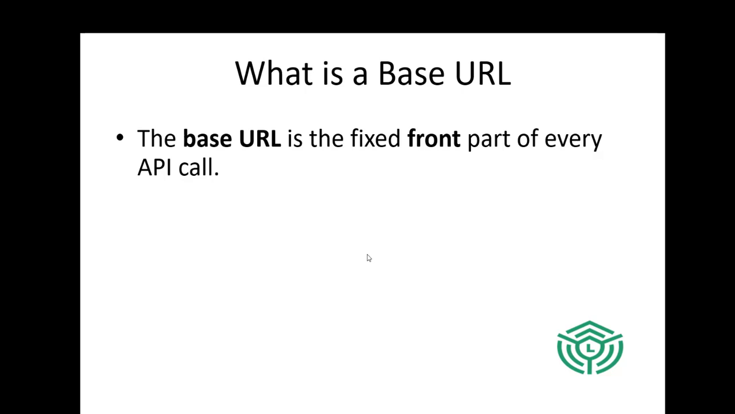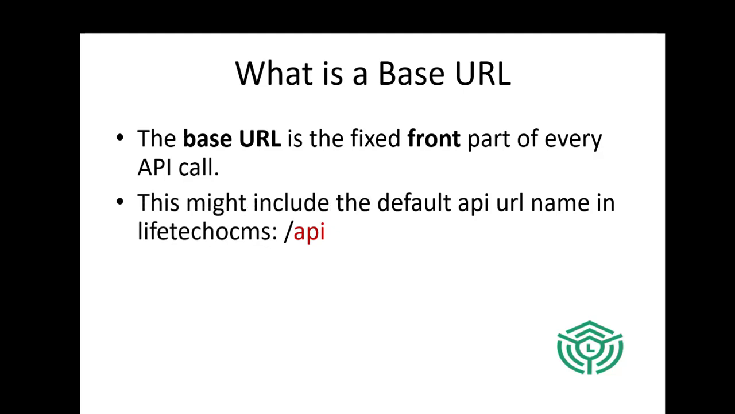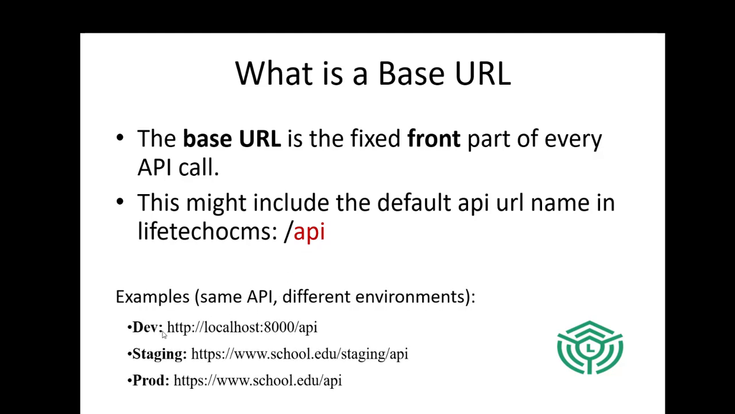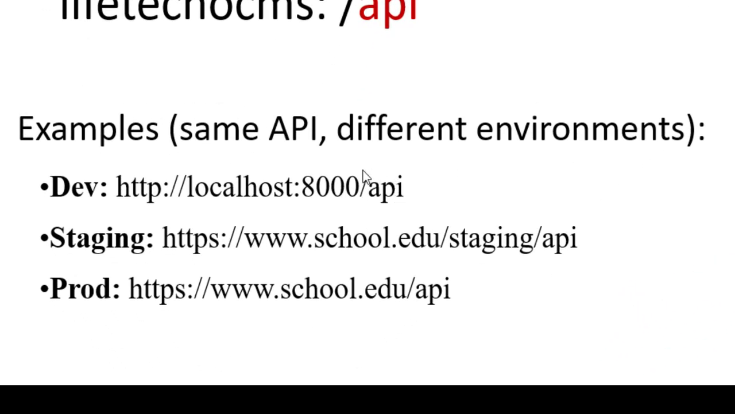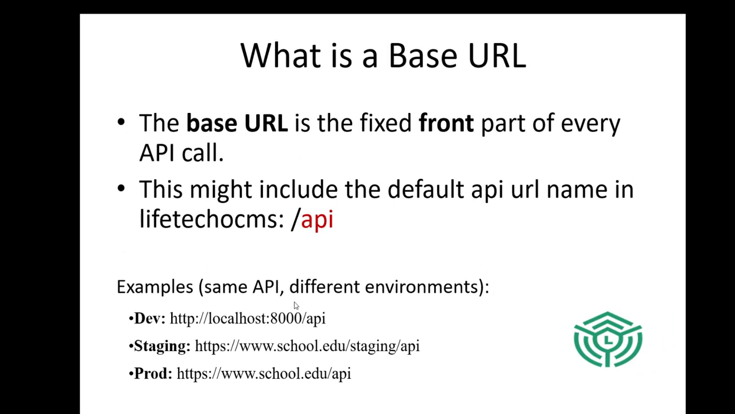So what is a base URL? The base URL is your domain. It is the fixed front part of every API call. In LiveTech CMS, we have a default of /API. You can edit it to anything you want, or you create another API page. So for instance, this is my dev account. This is my domain /API, which is going to be the prefix for my route path.